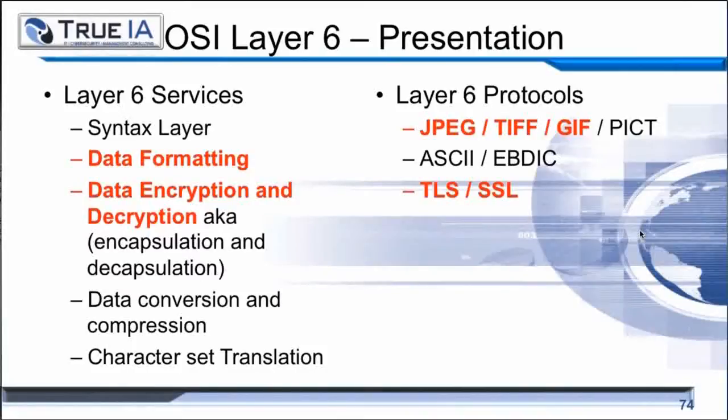This is where you'll find protocols such as JPEG, TIFF, and GIF files. This is also where TLS and SSL live. We're handling data encryption and decryption in layer 6.